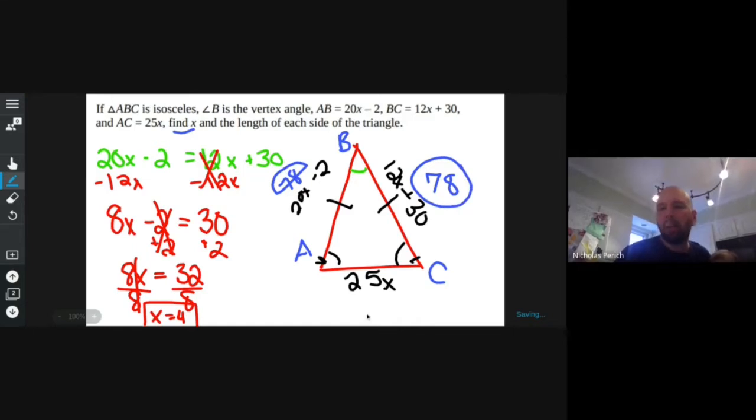And then the last side is 25 times 4, and I can do that in my head. That's 100. No units. Boom. My picture is drawn poorly.